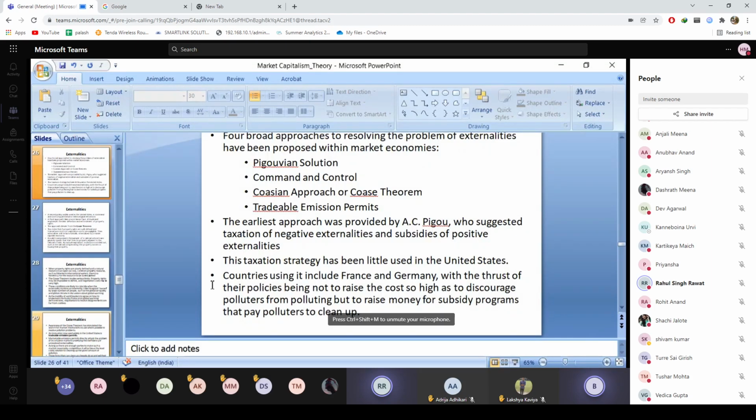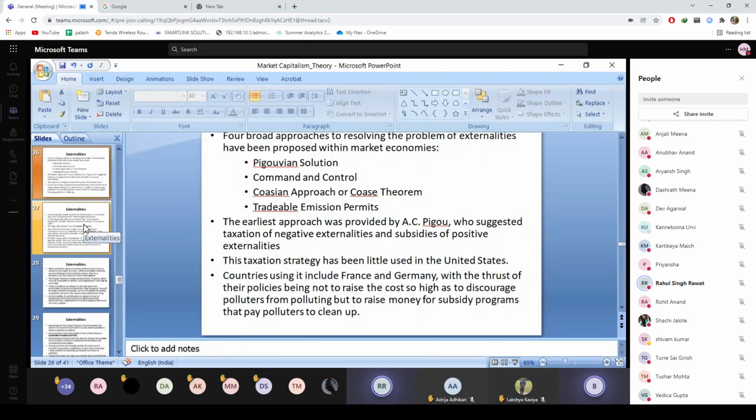So the idea is that we have to discourage pollution, and for that a tax has to be imposed on the producer who is generating pollution.